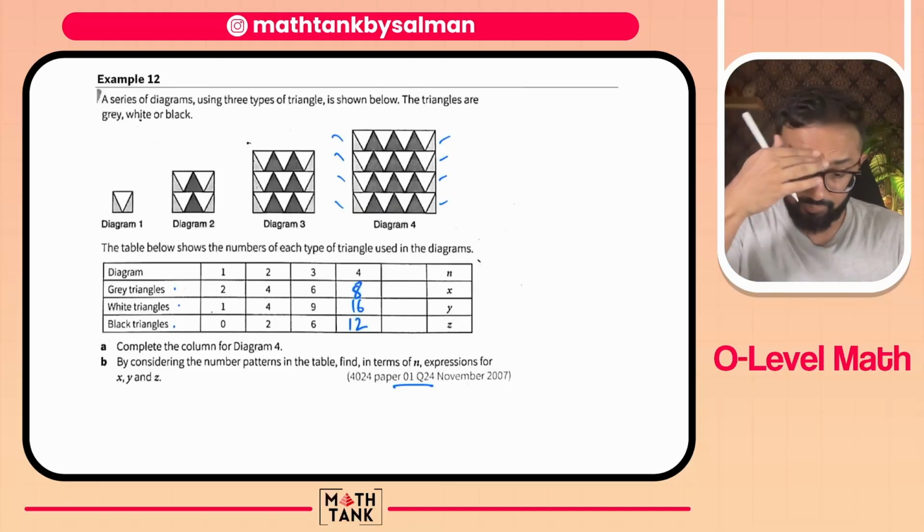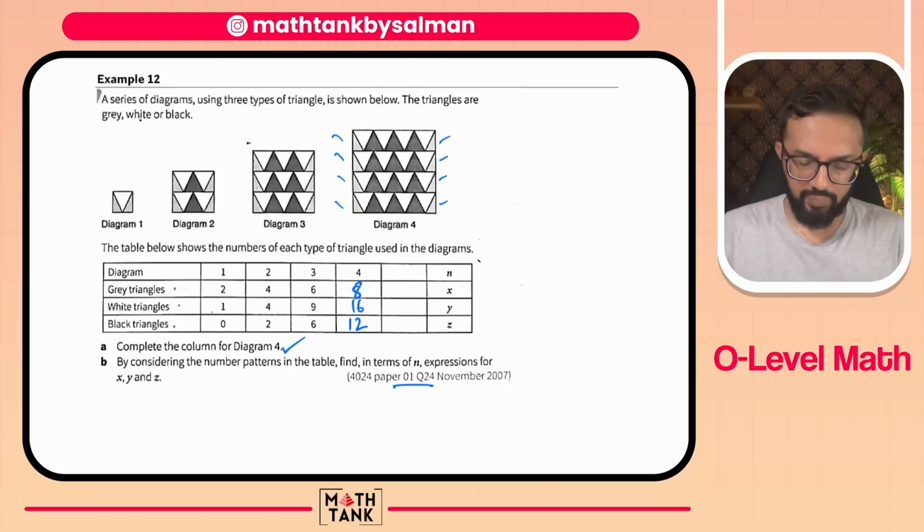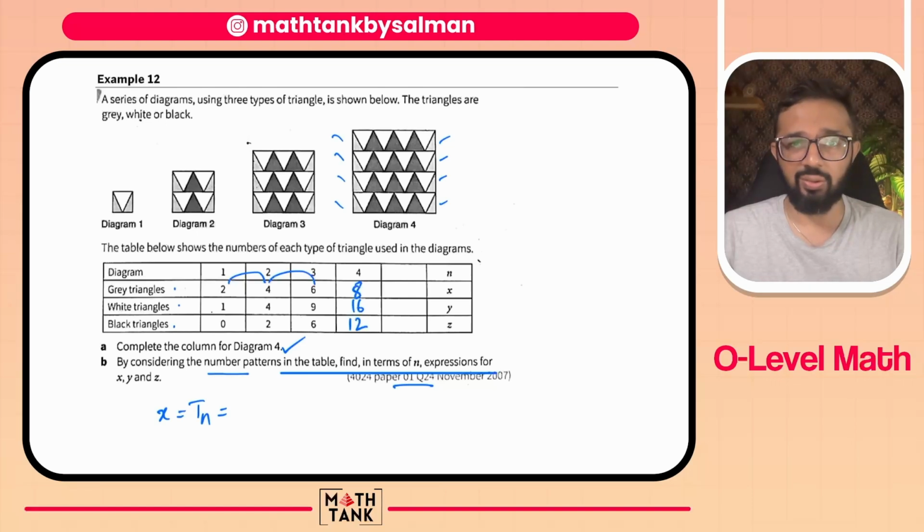Okay. Then it says complete the diagram for diagram 4. By considering the patterns, find the expressions in terms of n for x, y, and z. So what sort of a sequence do I have here? That's a linear sequence. If I look at it closely, there are just multiples of 2. So I can just go on and write 2n. That would be the simplest way of doing it.